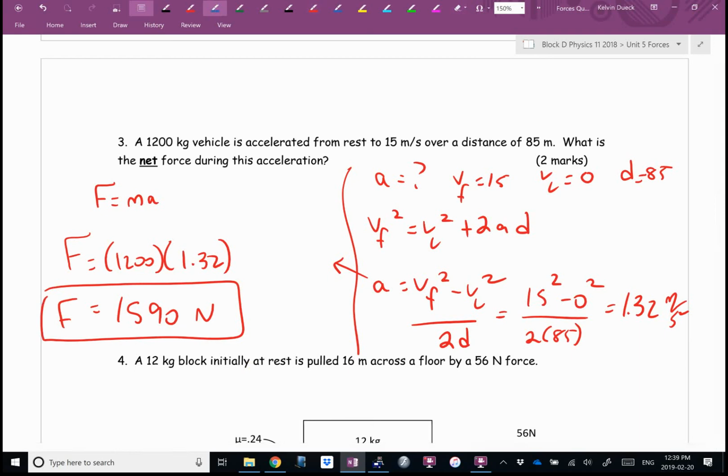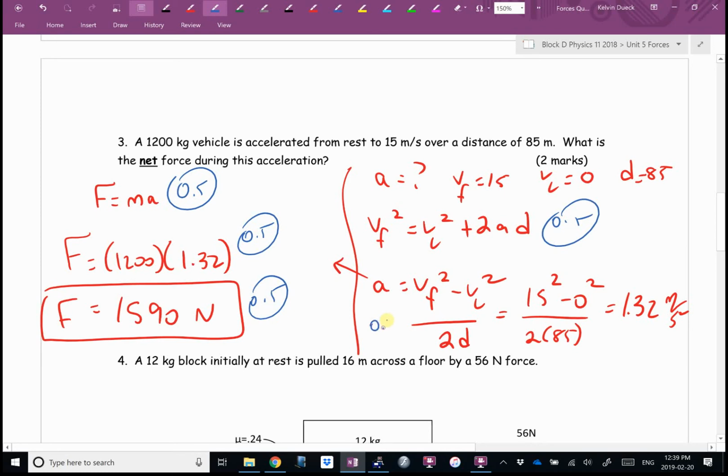Otherwise, I would probably do something like this. I would give you a half mark if I saw F equals ma. I would give you a half mark if I saw that, and a half mark for the answer. I would give you a half mark if I saw Vf squared equals Vi squared plus 2AD. I would give you a half mark if I saw Vf squared minus Vi squared all over 2D, and I would give you a half mark for that. But if you got the right answer, 3 out of 3.